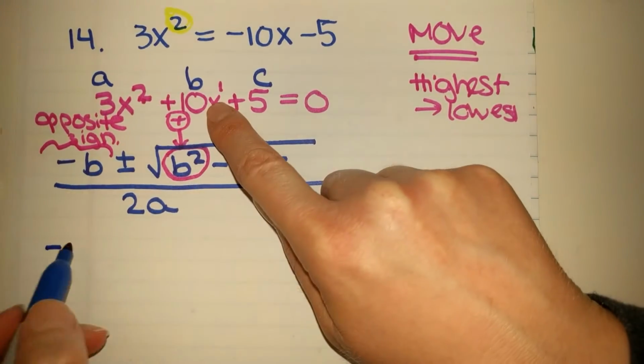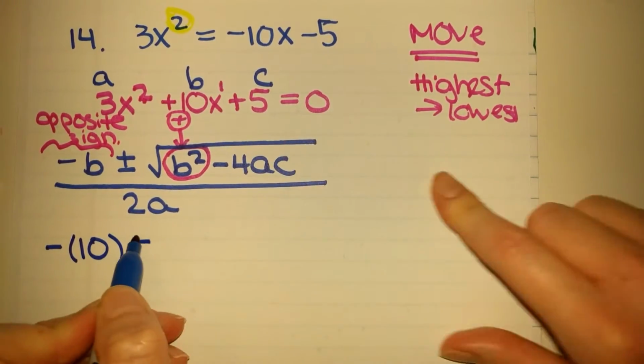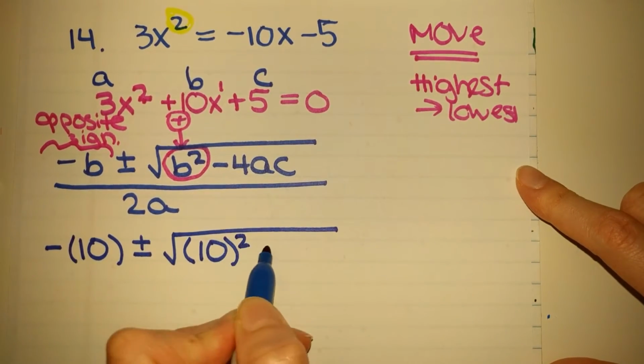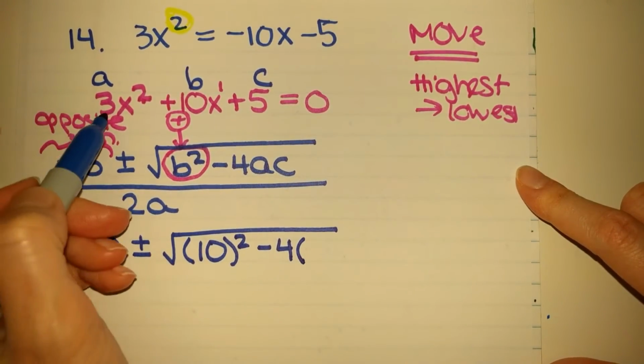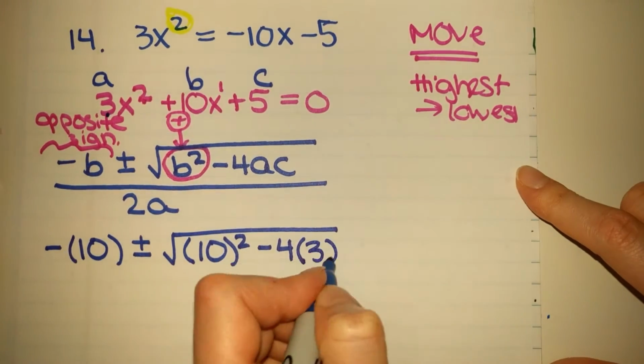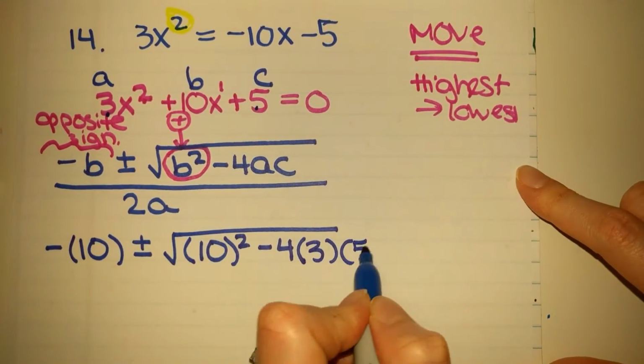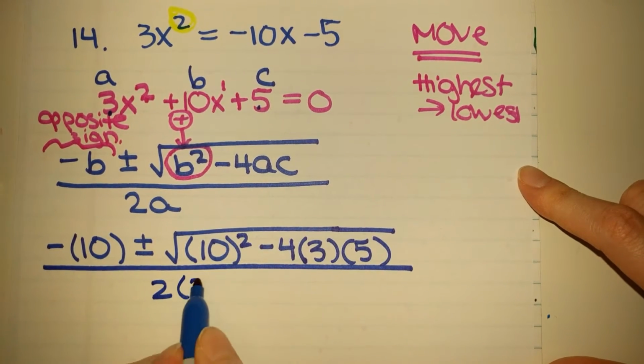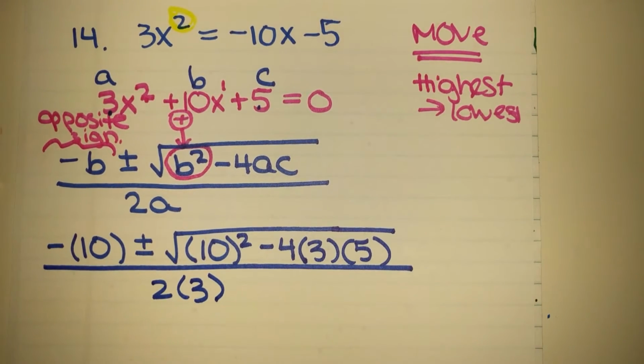Our b is 10, so we have negative 10 plus or minus square root of b, which is 10 squared, minus 4 times the a, which is 3, times the c, which is 5. And then divided by 2 times the a, which is 3. Now, as we know, that is just half the battle, plugging all this in. So let's see what we can do as far as simplifying it.